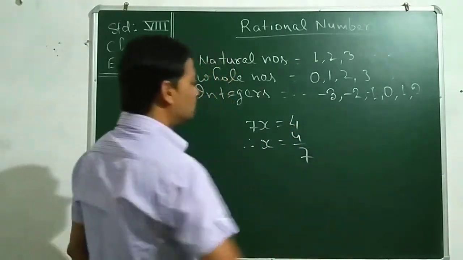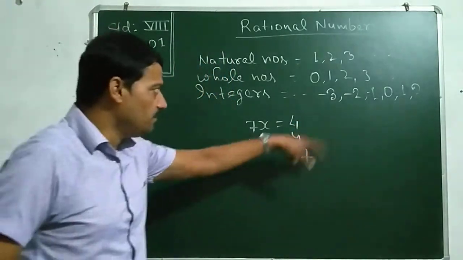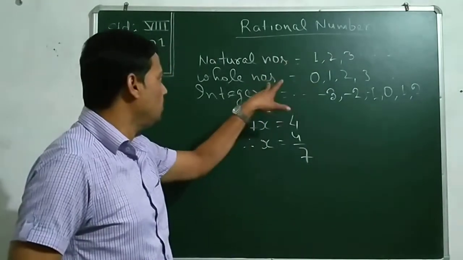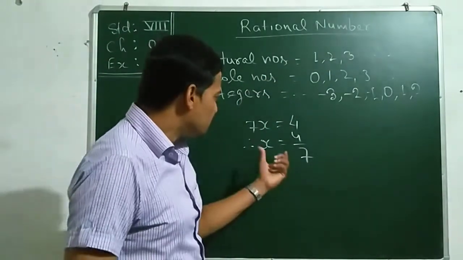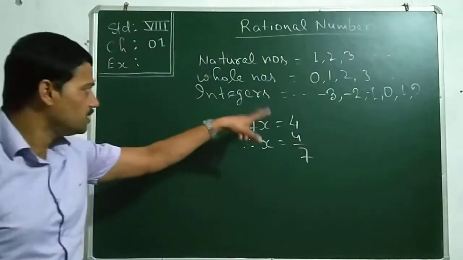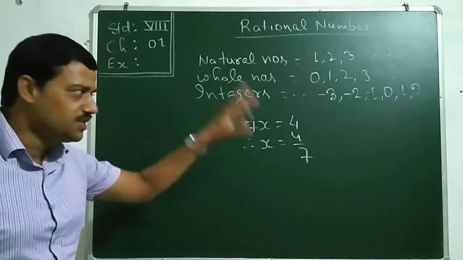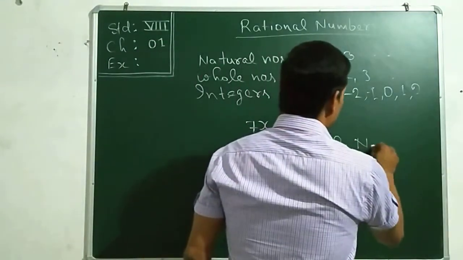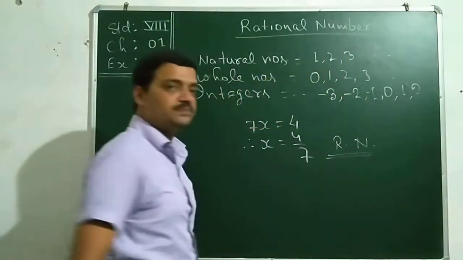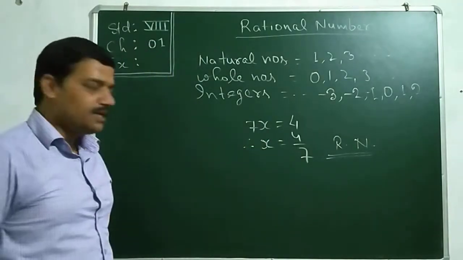In that case, if you are told to find the value of x, then x equals 4 by 7. Where does this number belong: natural numbers, whole numbers or integers? Nowhere. This is not a natural number, not a whole number, not an integer. This is only a rational number. In short, we write Q. 4 by 7 is a rational number.